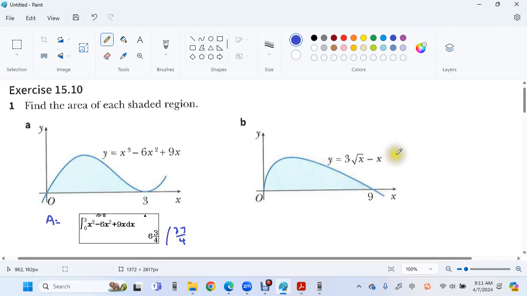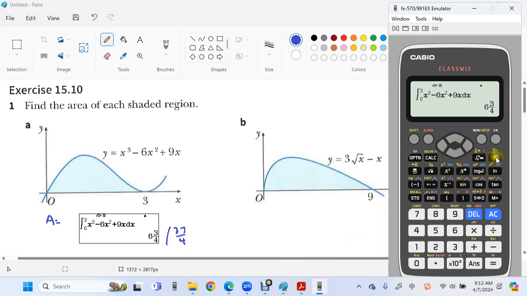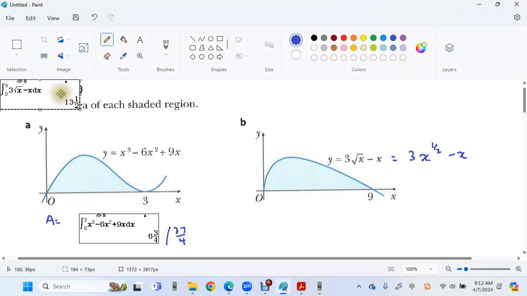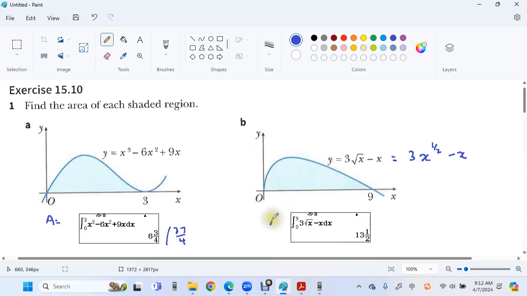For this one, if we want to do the integration, we need to write 3 to the power half minus x. But in the calculator, we don't need to do that. We just integrate 3 square root x minus x from 0 until 9. Then the calculator will give us the answer, that is 13 and a half, 27 over 2. So this is the area.